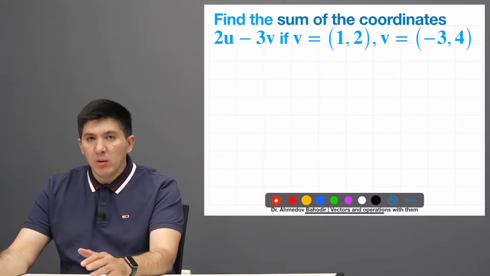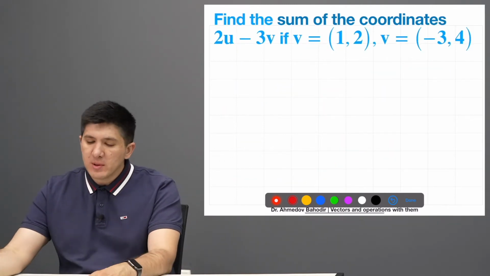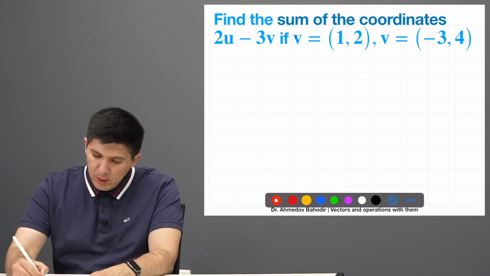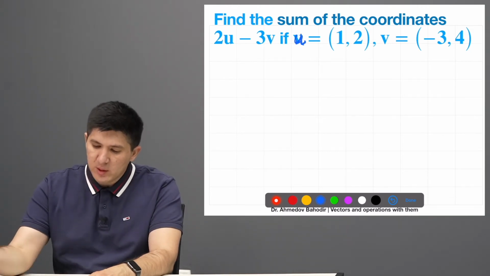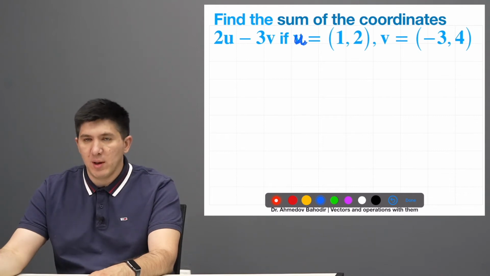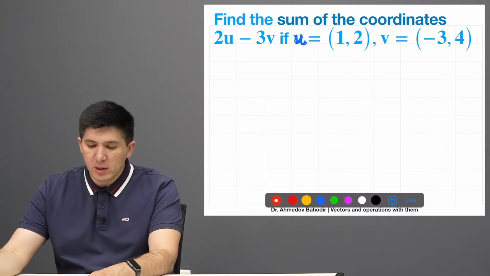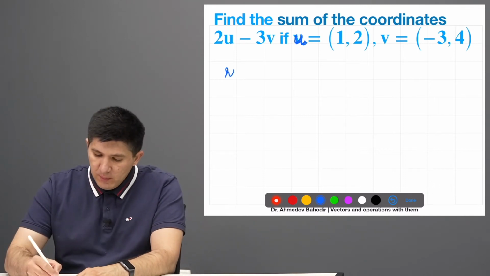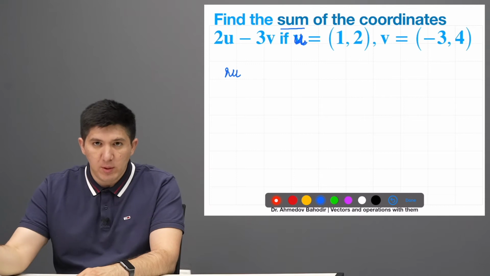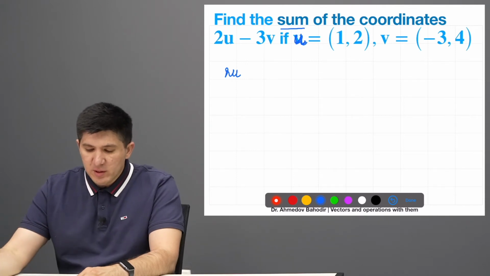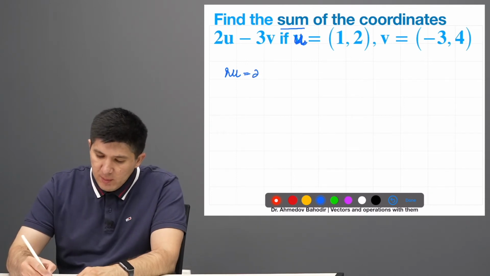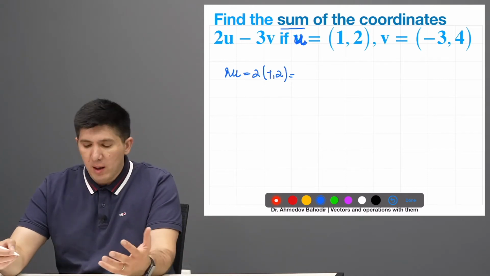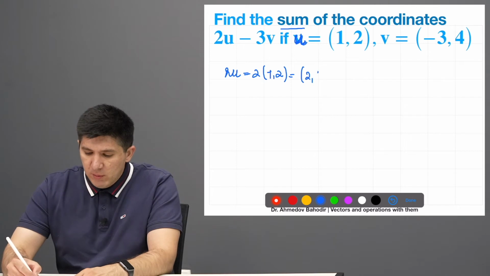So let's do one more difficult problem. Let's say you were given u, the vector with the components 1 and 2, and v, the vector with the components -3 and 4. We have to find 2u minus 3v. So first of all, I'm going to find 2u. That's going to be 2 times the 1 and 2. I'm just going to multiply this constant to every component of this vector. That's going to be 2 and 4.